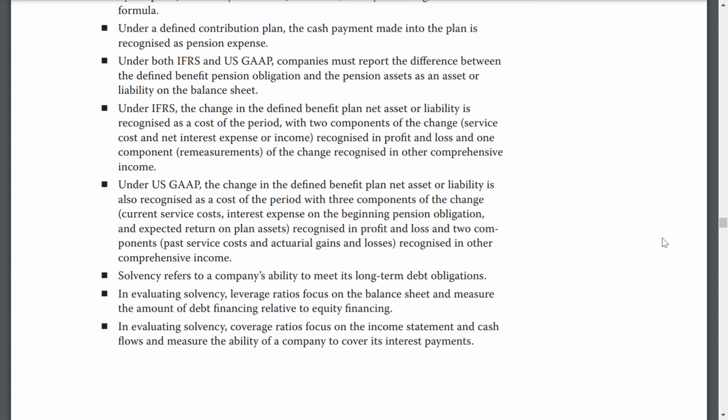Solvency refers to a company's ability to meet its long-term debt obligations. In evaluating solvency, leverage ratios focus on the balance sheet and measure the amount of debt financing relative to equity financing. In evaluating solvency, coverage ratios focus on the income statement and cash flows and measure the ability of a company to cover its interest payments.